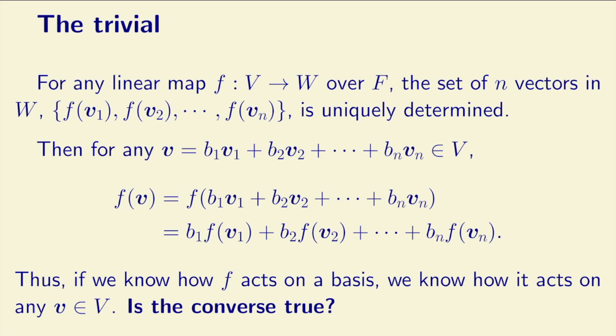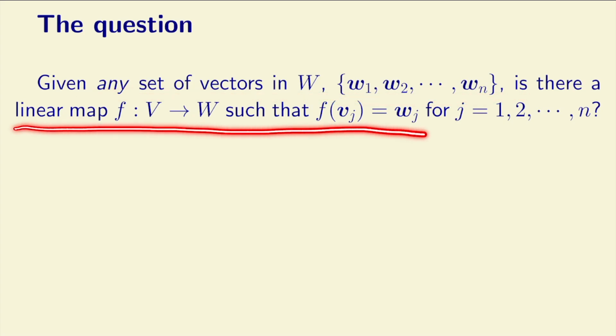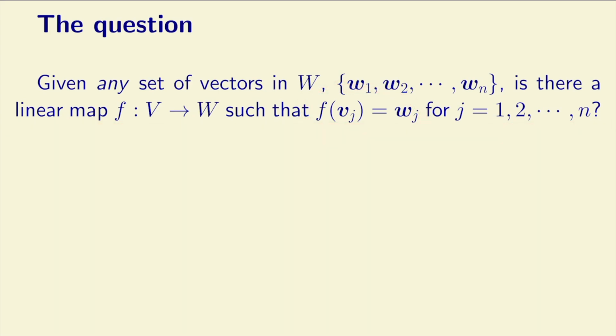That's the easy part. But now for the core question at the bottom of the page. Is the converse true? What does that mean again? It's asking, if we start with a set of vectors in W, can we define a linear map, F, that sends the basis vectors of V to those specific vectors in W? And if so, is that map the only one that does it? And the notes say yes.